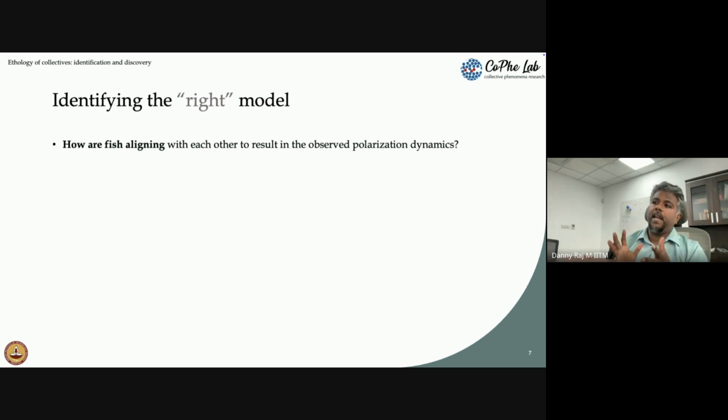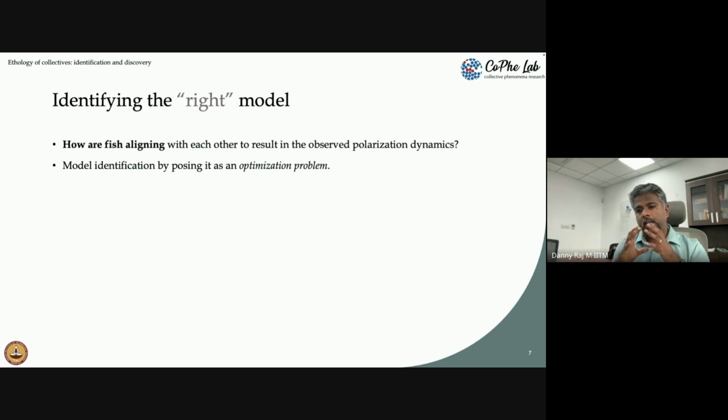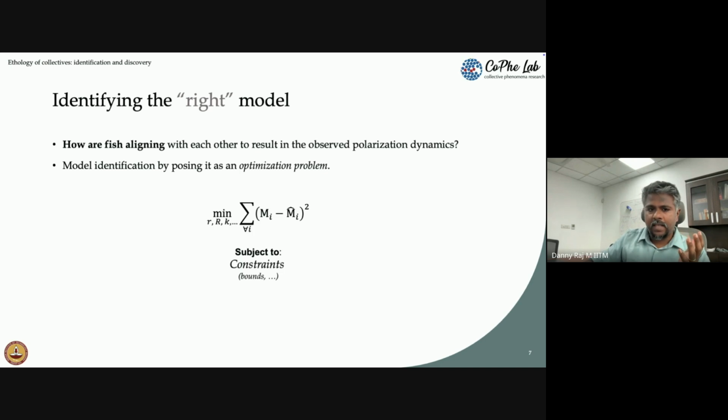So you ask, how are the fish aligning with each other to result in the kind of time series that you saw with a particular frequency distribution? All right. So typically when you ask inverse problems, one of the most common things that you'll always spot is what is called an optimization problem, because you're trying to ask, how do I get a model that is closest to reality, or closest to the data that I have collected? So you can pose that as what is called an optimization problem, and this is a typical form.